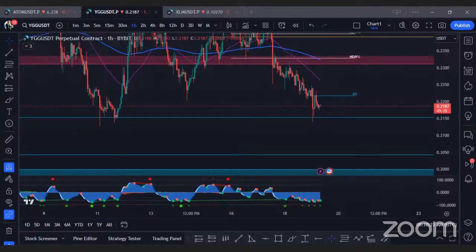All right, so I'm going to go long on this token too. Okay, let me go back to Atom. I need to close that Atom trade. Atom is not giving me what I want.